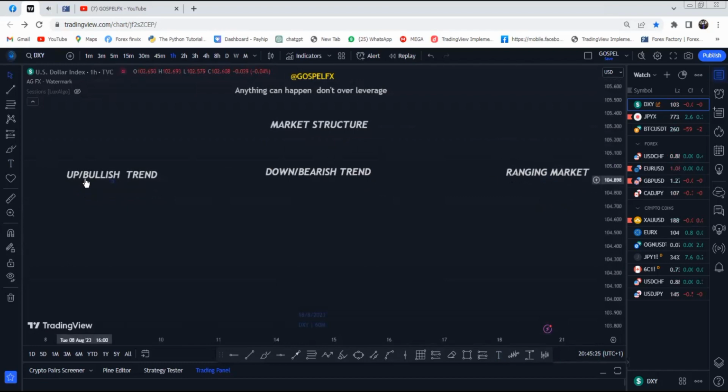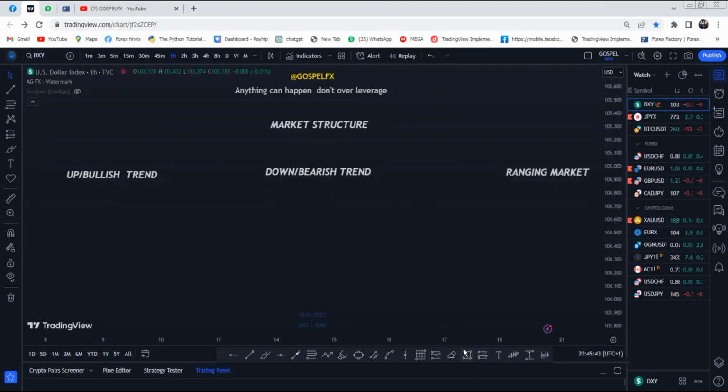If the market is not in an uptrend, it should be in a downtrend. If the market is not in a downtrend, it should be ranging. I'm going to go deeper to illustrate it with diagrams so that you understand better, and then we'll look at some chart examples.